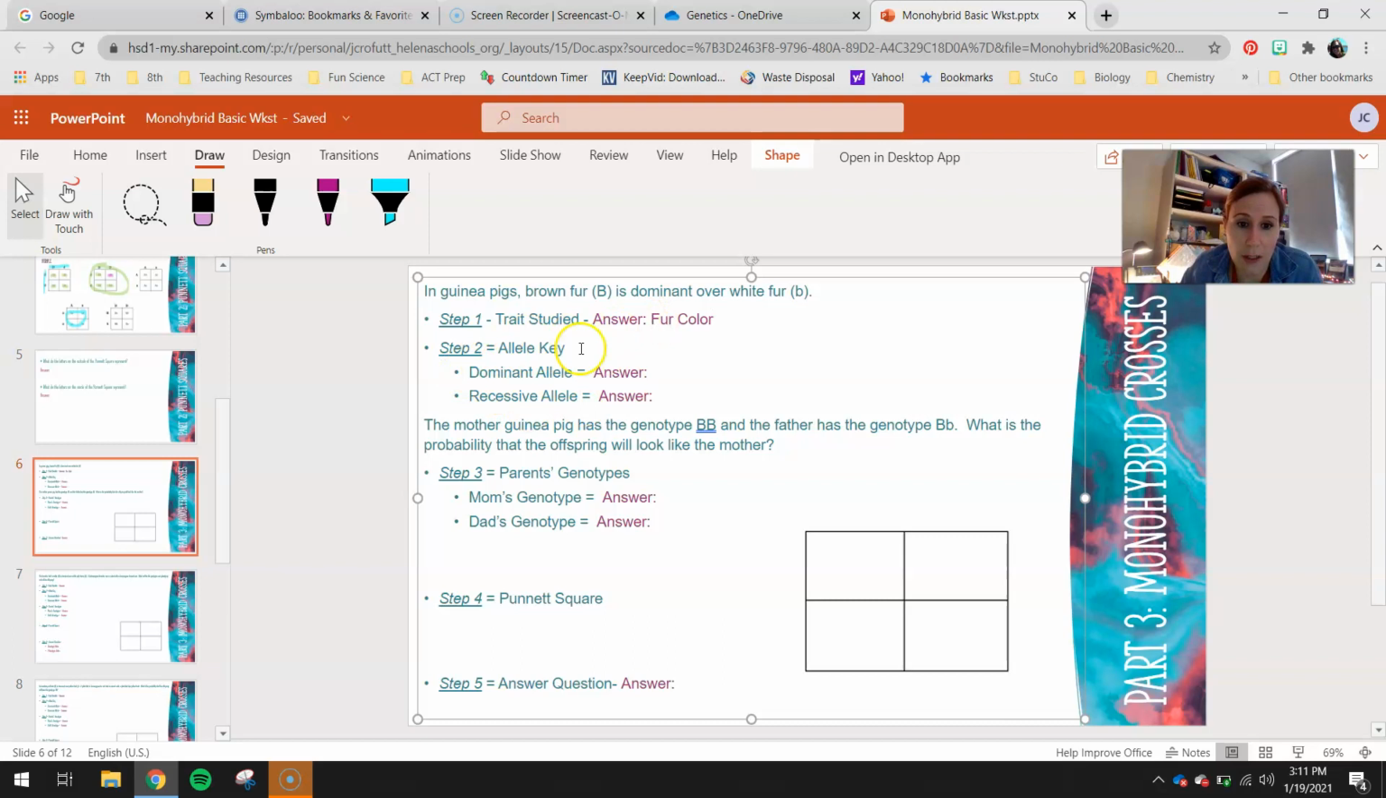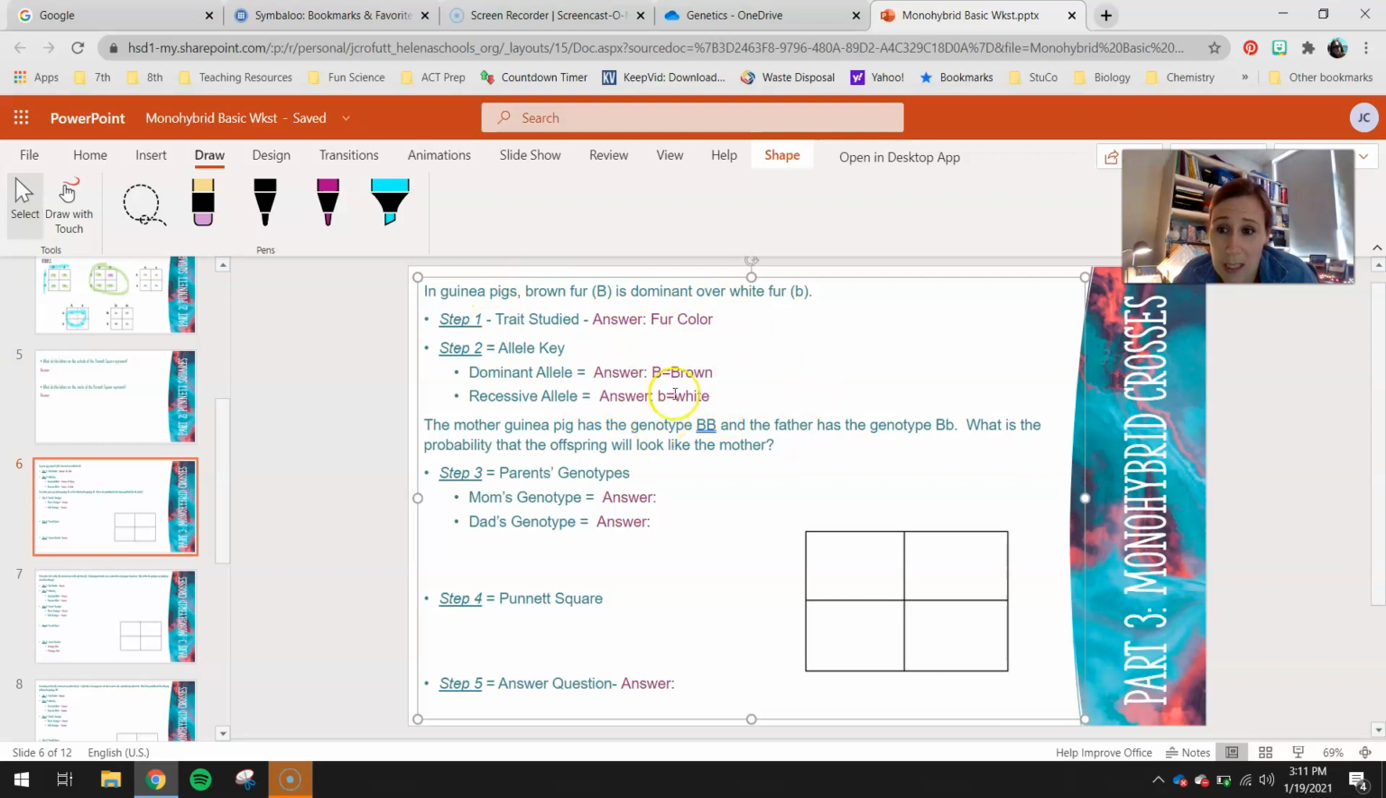And then you have your little allele key. It says brown fur, big B, is dominant over white fur. So you're going to make a little key right here and say, all right, our dominant allele is big B, and that means brown fur. Your recessive allele is the lowercase b, which means white fur. So that's our allele key. That's how you would answer that question.